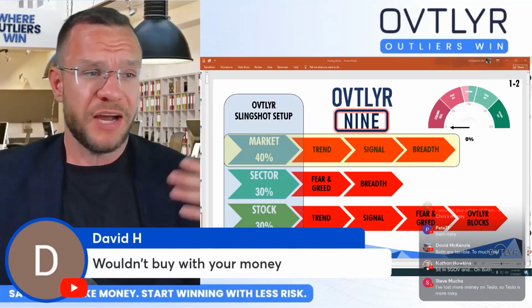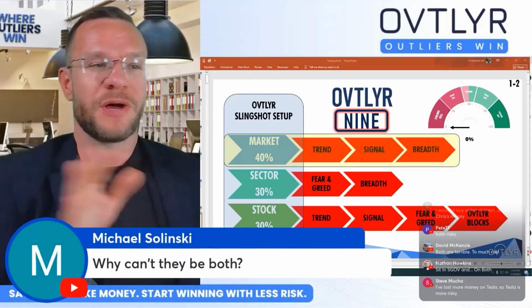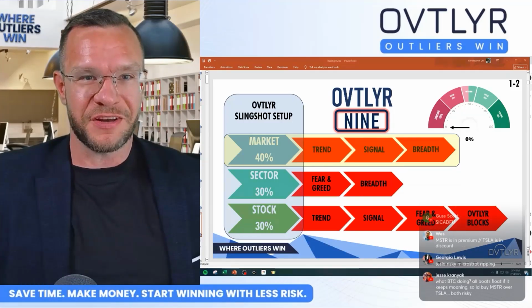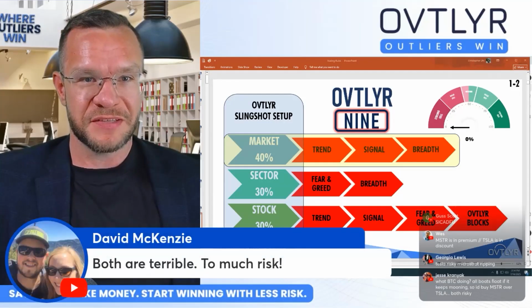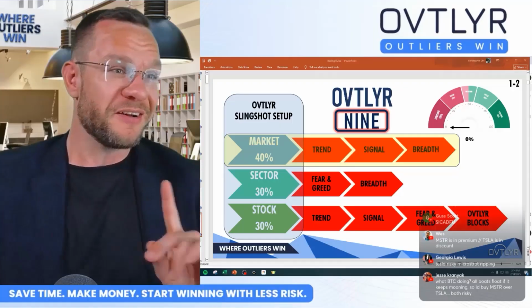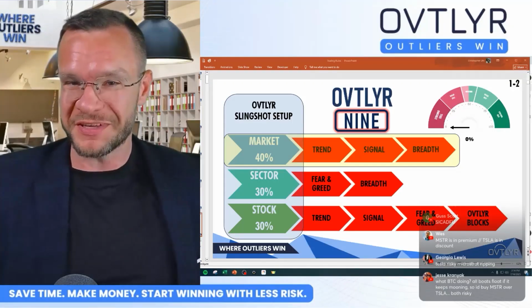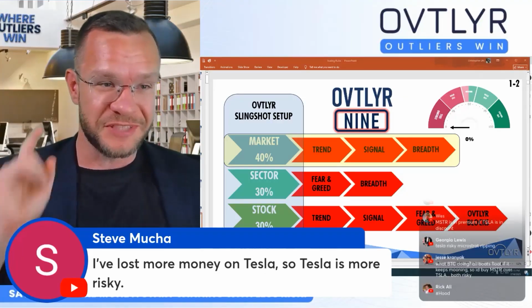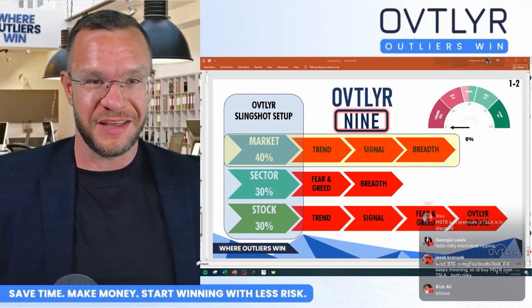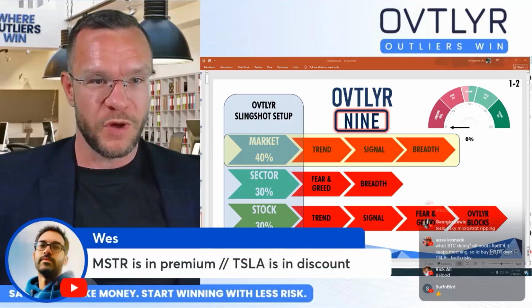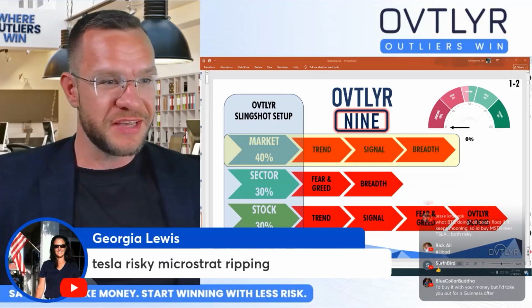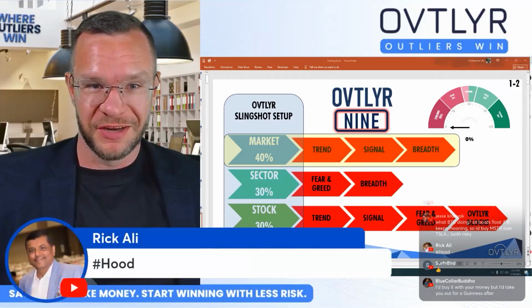David says, I wouldn't buy those with your money. And then Michael, this is why there's a market. Why can't we buy both? Why can't they be both, right? I love this. This is so fun. That's how we make a market, right? Pete says they're both risky. David says they're both terrible. Too much risk. Exactly. All stocks are bad, but every once in a while, they act right. Steve says, I've lost more money on Tesla, so Tesla is more risky. Yeah, outstanding. Wes says MicroStrategy is in premium and Tesla is in discount. Georgia says Tesla is risky and MicroStrat is ripping. Rick says hood.